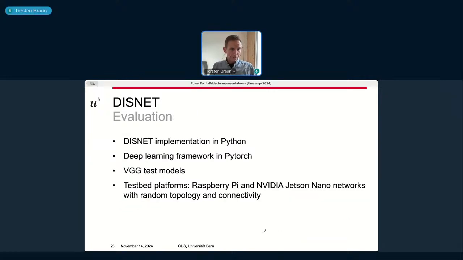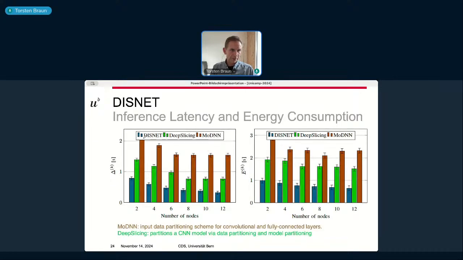So everything has been implemented and tested again in a lab environment. In this case, we used Raspberry Pi and NVIDIA Jetson Nano platforms, and we experimented with random topologies and connectivity patterns. Then we also compared again this approach with some other related work, and we saw that our approach performed quite well. It means by this quite sophisticated allocation of the inference tasks, we could reduce the overall inference delay, but also we could somehow limit the energy to be used by the various IoT devices.